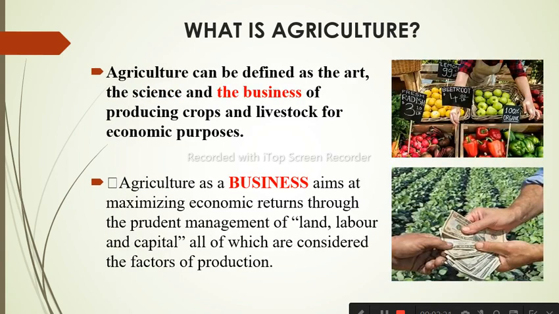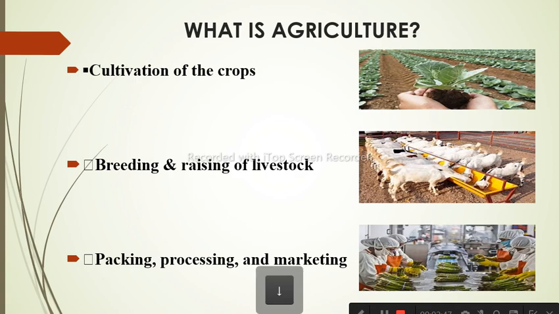Now, agriculture is also the business of producing crops and livestock. Agriculture as a business aims at maximizing economic returns through the prudent management of land, labor, and capital, all of which are considered the factors of production. So without the factors of production, we cannot have agriculture. So agriculture can be broken down into the cultivation of the crops, breeding and rearing of livestock, and also the packaging or packing, processing, and marketing of agricultural goods.